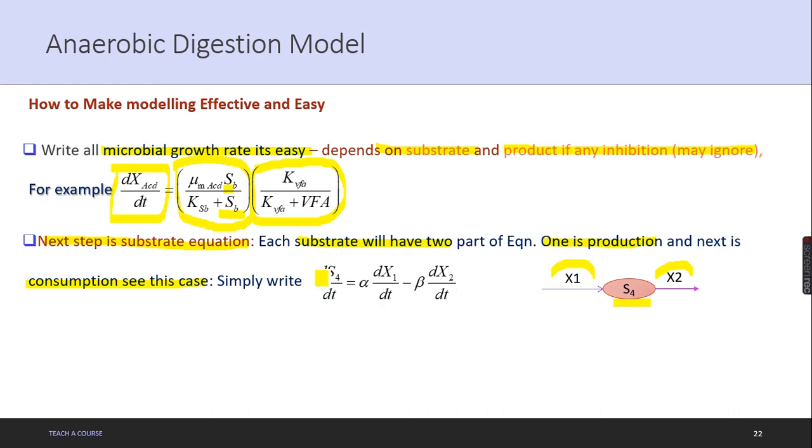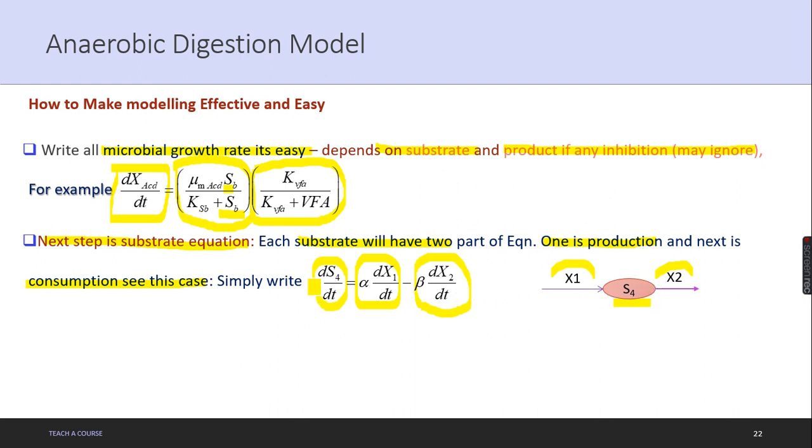So how to write the equation for S4? It will be simple. You see, the S4 change is coming because the X1 microorganism is growing, it is acting on its earlier substrate, so that's why it is producing. So production will be proportional to the growth of the earlier microorganism, alpha dX1/dt. Alpha is a constant I am assuming. As much as X1 is growing, S4 will be produced proportionally, but S4 is consumed also. So if I want to make a balance, how much is remaining, how much is changing, for X2 you have to do the same thing, that is beta times dX2/dt, because this X2 microorganism is actually consuming the substrate.